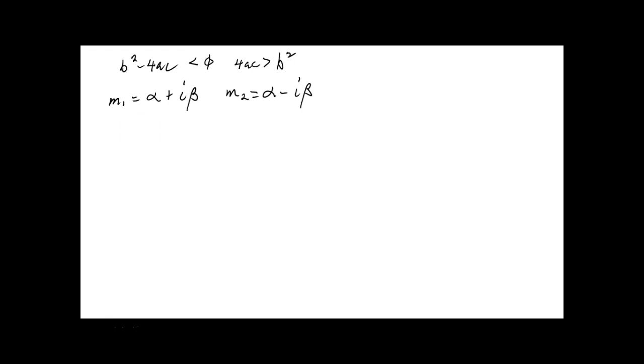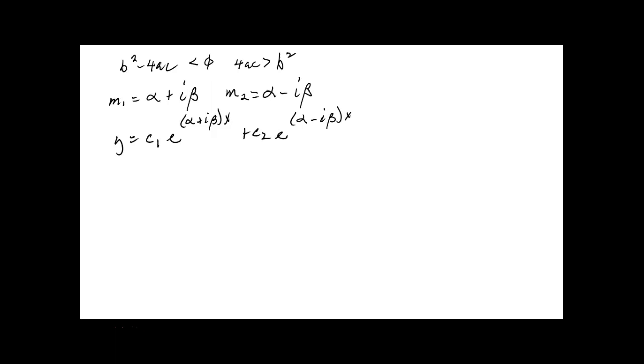So your solution then is y equal to, because there's your M1 and M2 just like before, C1 e to the, but this time, alpha plus I beta x, plus C2 e to the alpha minus I beta x. There's your M1 and M2, just like they were in case 1, because you have two, but now they're complex.